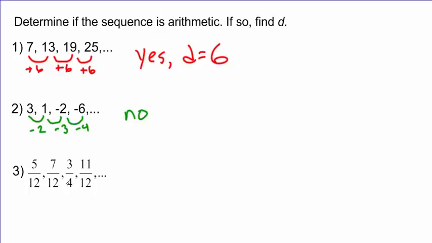Okay, and then number 3. When you look at this one, yes, it has fractions. Sorry, kids, not sorry. All right, 5/12, 7/12, 3/4. Everything else is 12ths, so let's make that 9/12. Think of it that way. And then 11/12. And all of a sudden, when you look at that, you can see, hey, each time I'm adding 2/12, which 2/12 is exactly the same as 1/6. So we have a common difference of 1/6.